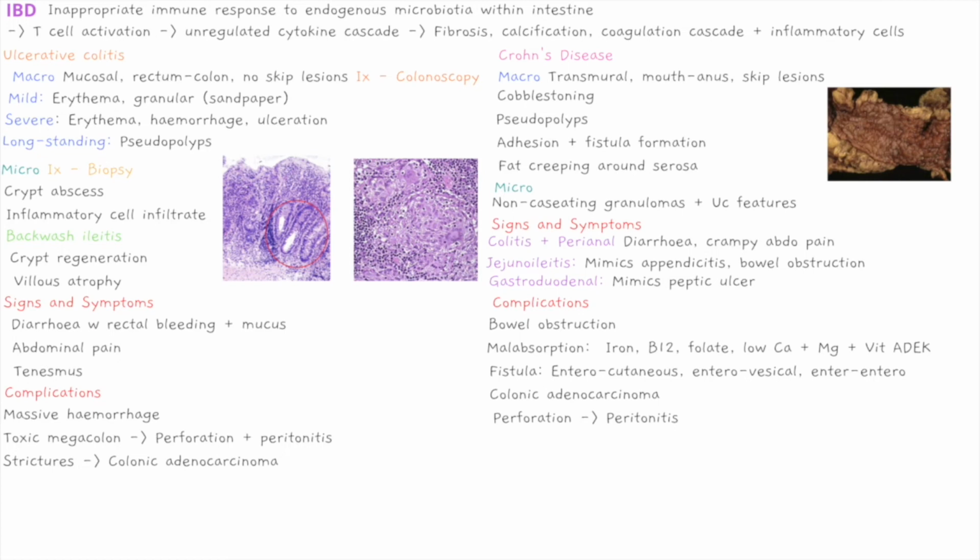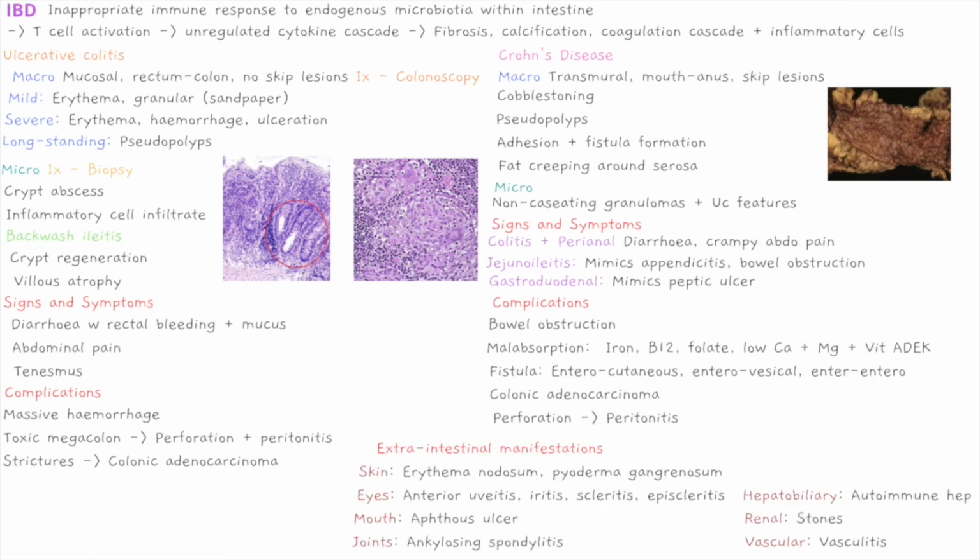An important consideration in IBD is extraintestinal manifestations. This is in keeping with unregulated inflammation, just not in the GI tract. The skin can have erythema nodosum and pyoderma gangrenosum. Eyes can have anterior uveitis, iritis, scleritis, episcleritis, and conjunctivitis, so inflammation anywhere in the eye. Mouth, you can have aphthous ulcer, joint ankylosing spondylitis, or seronegative arthritis.